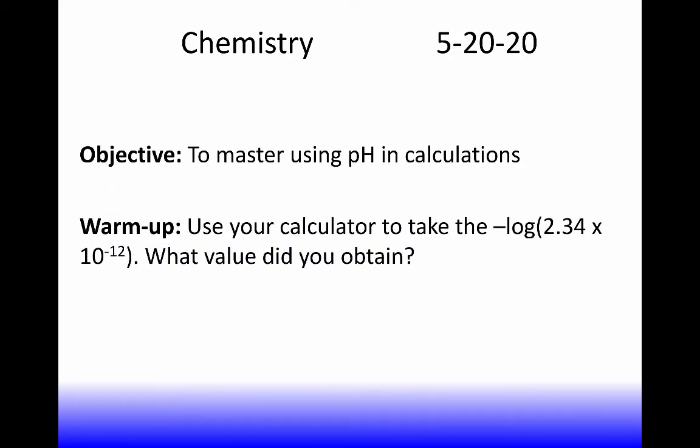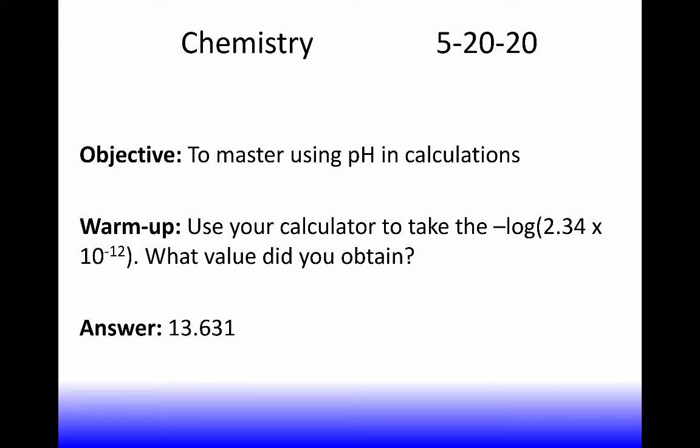Okay, so what we're going to do now is learn how to use pH in calculations. Before I do that, I want to make sure that you know how to use your calculator to do base 10 logs. So for your warm-up, I want you to take the minus log of the number 2.34 times 10 to the minus 12, and then write down what value you obtain.